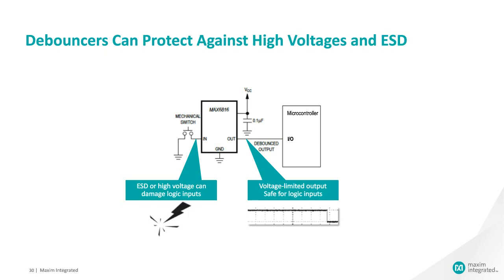Maxim has a nanopower debouncer that serves as a battery freshness seal. This MAX16150A or MAX16150B nanopower debouncer is a 20 nanoamp standby current device. It can serve as a battery freshness seal. Before the push button is pressed, the system power is cut off. A short press applies the power to the downstream microcontroller, and a long press removes the power from the downstream system. So it will save power to the system.